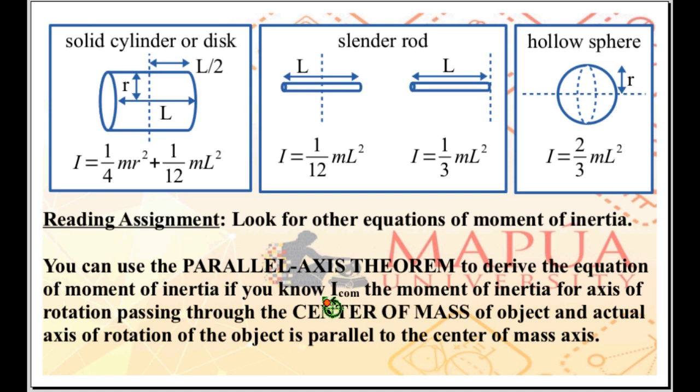So, two requirements for us to use the parallel axis theorem. We need to know I_COM, the moment of inertia for the axis of rotation passing through the center of mass of the object, and the actual axis of rotation of the object must be parallel to the center of mass axis. Must be parallel to this axis. That's why it's called the parallel axis theorem.